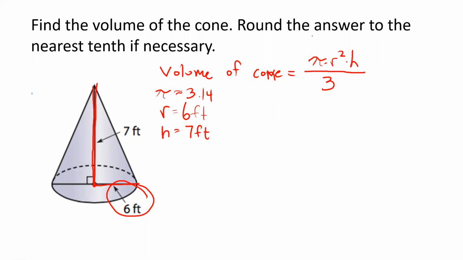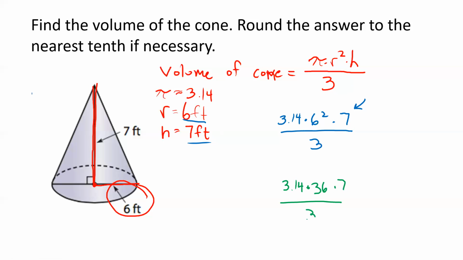With this information, we can now substitute all of these numbers into the formula. Instead of writing pi, you're going to write 3.14 times r squared. Our r was 6, so we're going to go 6 squared, and my h was 7, times 7, all divided by 3. Solve the top part of your equation first, starting with the 6 squared. 6 squared means 6 times 6, so that's going to be 36. It's going to be 3.14 times 36 times 7 all over 3.